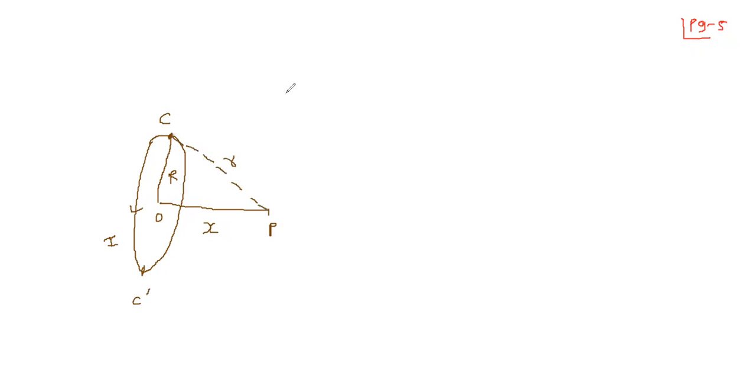Because of current at C, the direction of magnetic field is along PM. Similarly, because of current at C dash, the magnetic field is along PN. So what is PM? It is a magnetic field at point P due to current at C. What is PN? Magnetic field at point P due to current at C dash. This angle is alpha. This angle also alpha.